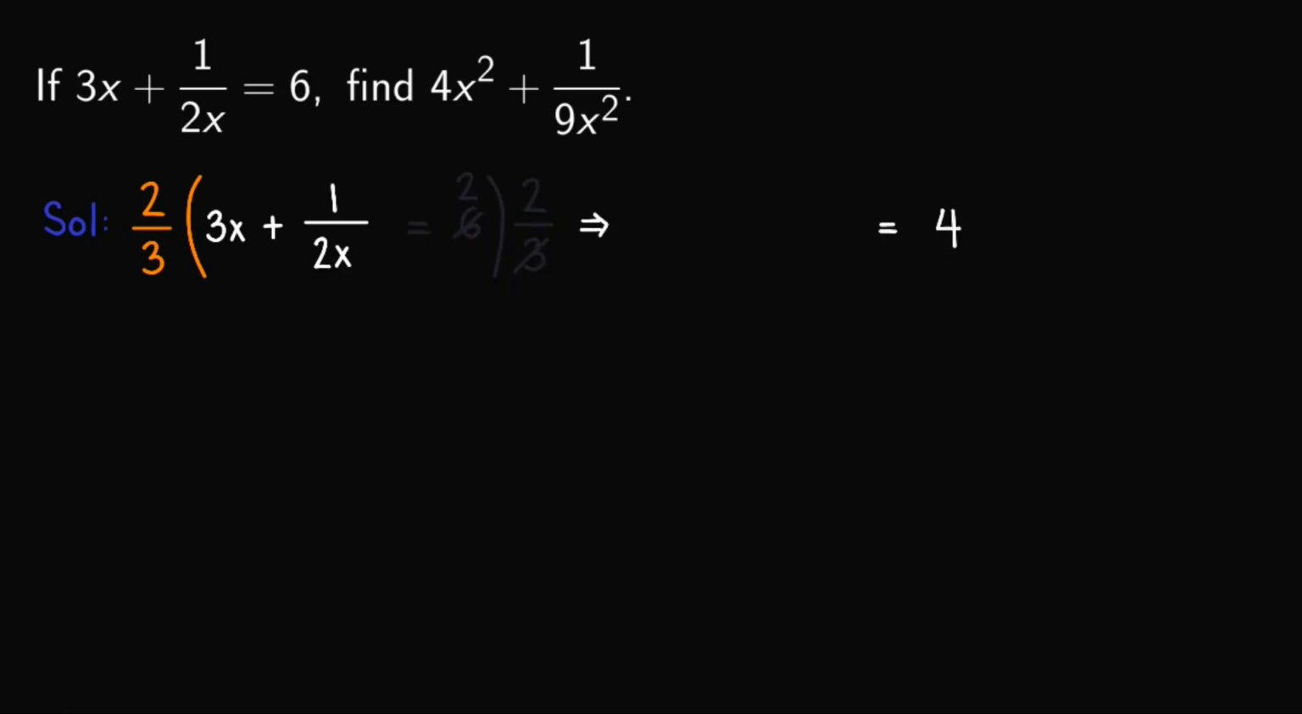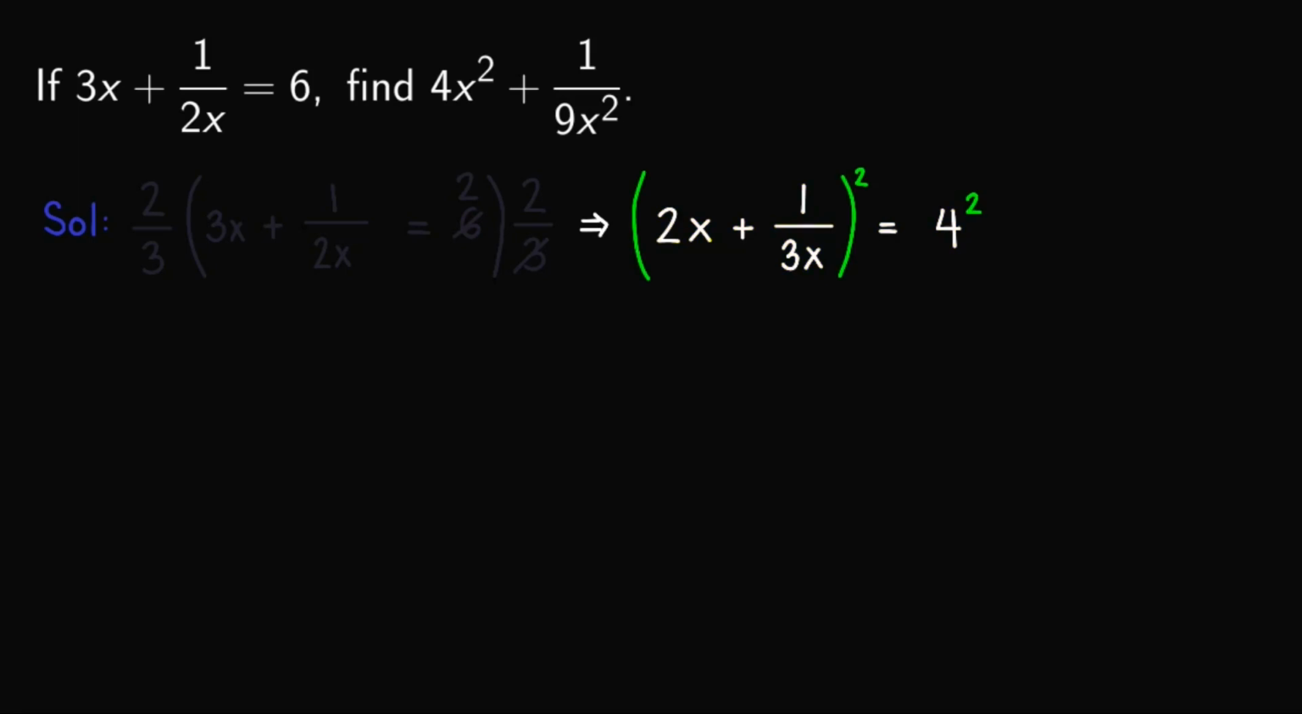And for the left one, we multiply 2 over 3 in each of the terms. So for the first term, the 3's would cancel out and we'll be left with 2x. And for the second term, the 2's would cancel out and we'll be left with 1 over 3x. And so we have this.